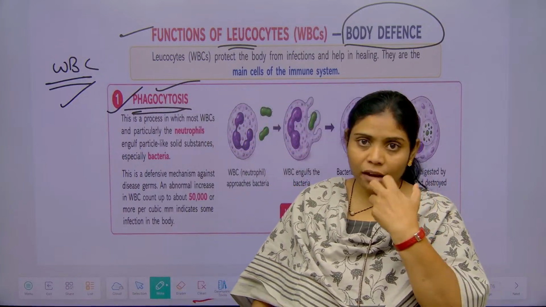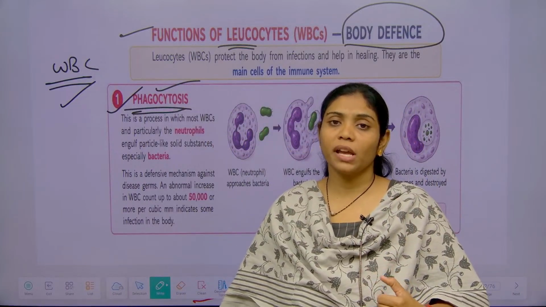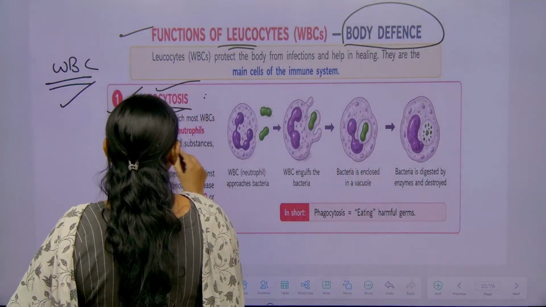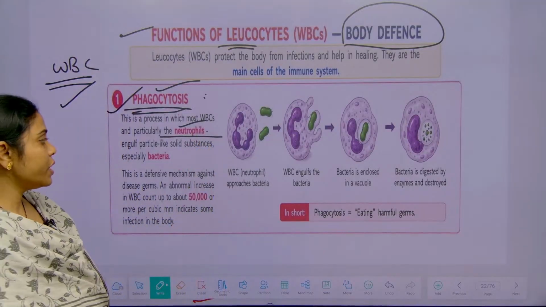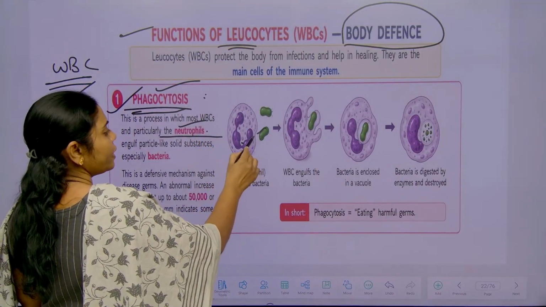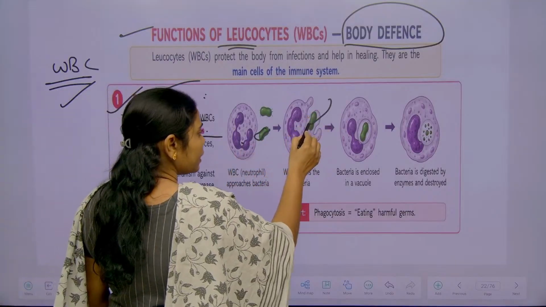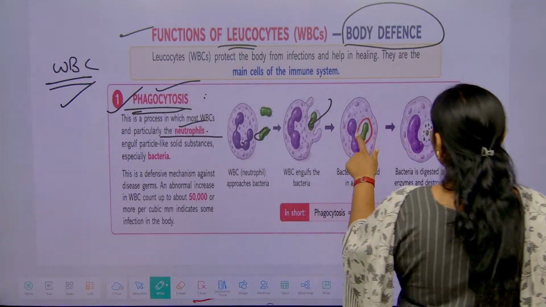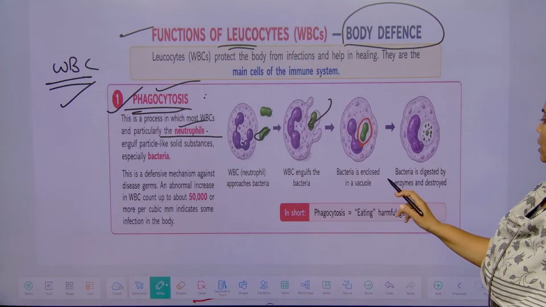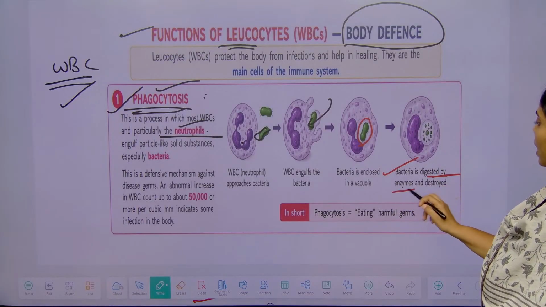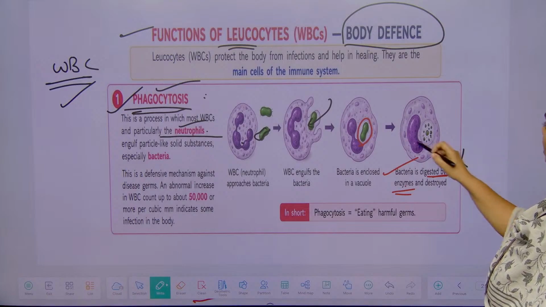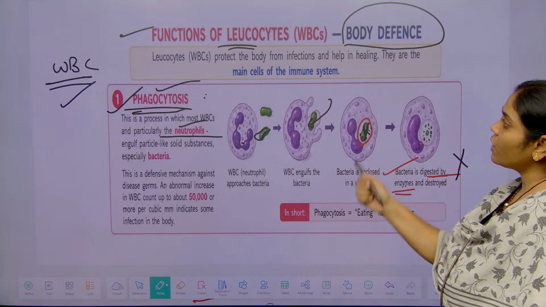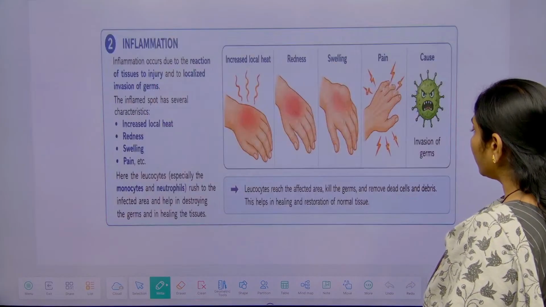Phagocytosis means engulfing the microorganisms and destroying them. That process we call phagocytosis. Mostly it is done by the neutrophils. Here you can see this is a neutrophil and here a bacteria is there. It is taking it inside its body. This bacteria enters into where? Vacuole. This vacuole is secreting what? Some enzymes. These enzymes digest that bacteria, or else it can be destroyed into pieces. In this way phagocytosis is done by the WBCs.